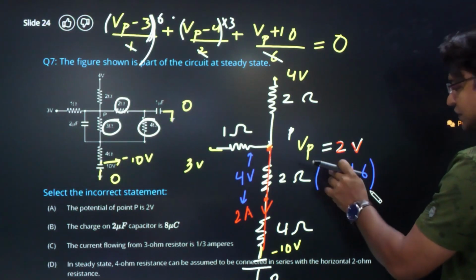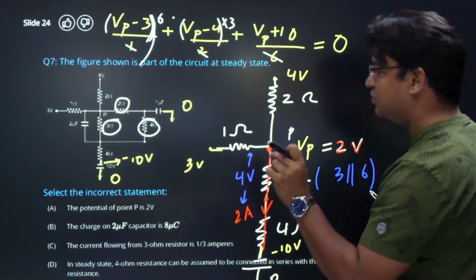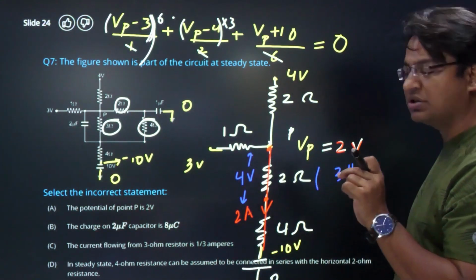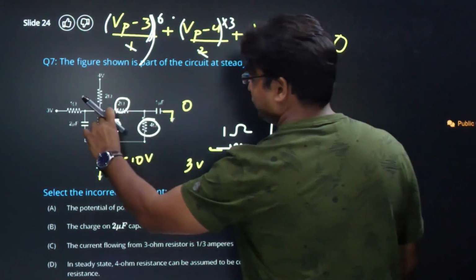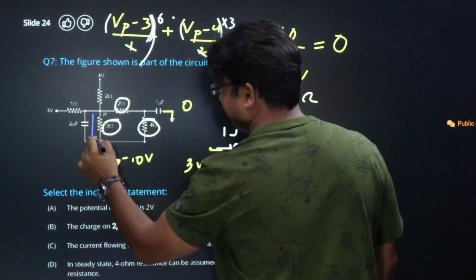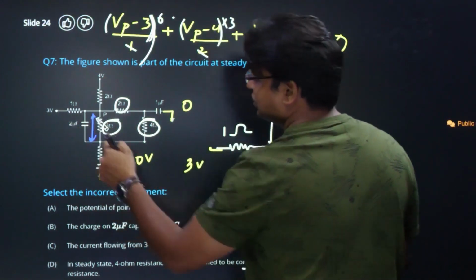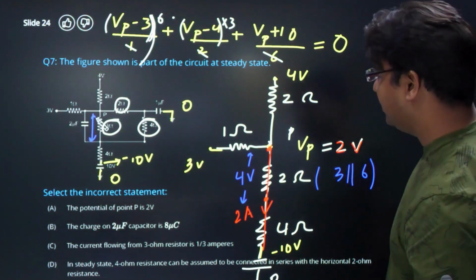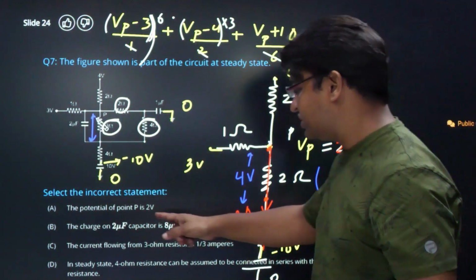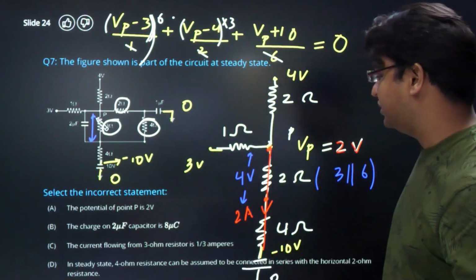So the same potential difference exists across 3 also, and the same potential difference exists across 6 also. So we can say that the potential difference here is 4, and therefore the charge on the 2 microfarad capacitor would be 8 microcoulomb. So statement B is also correct, and therefore it is not the answer.